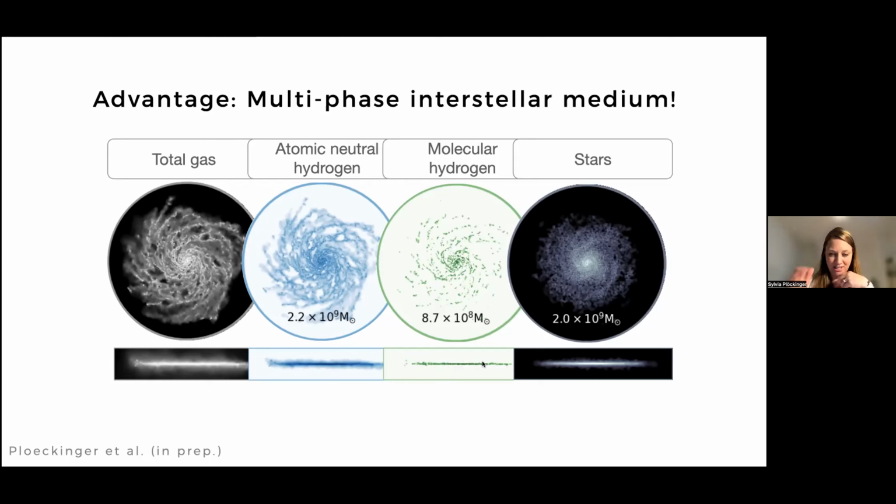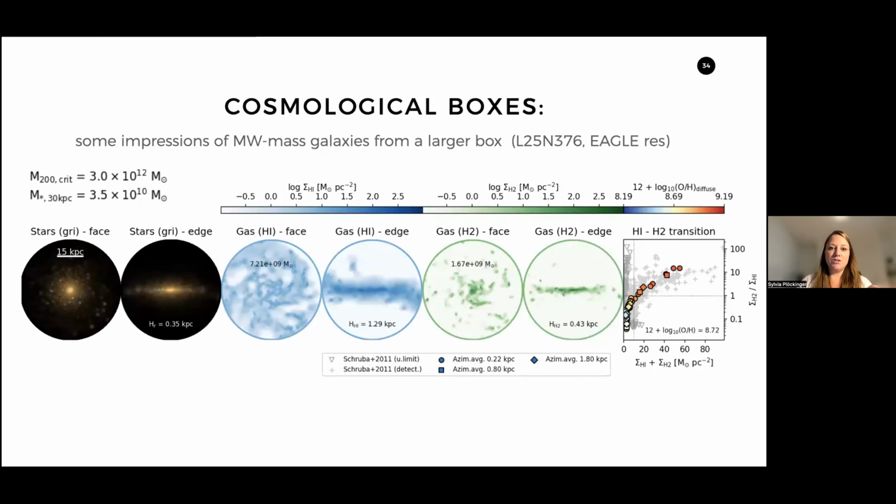So they are not thin enough, which again makes it more difficult to compare with observations, because you have more, for example, non-circular motions than you would have in observations. So here are some examples from a box. This is now just at Eagle resolution, so still relatively low resolution compared to what we've had before.